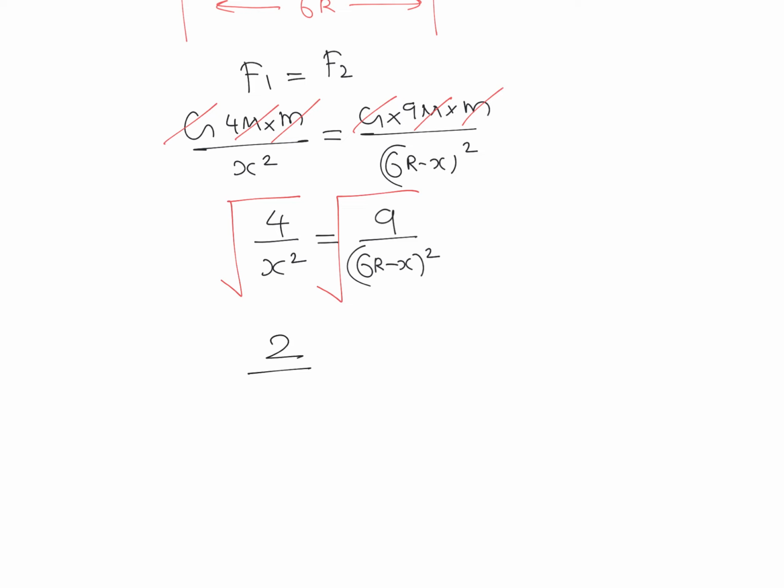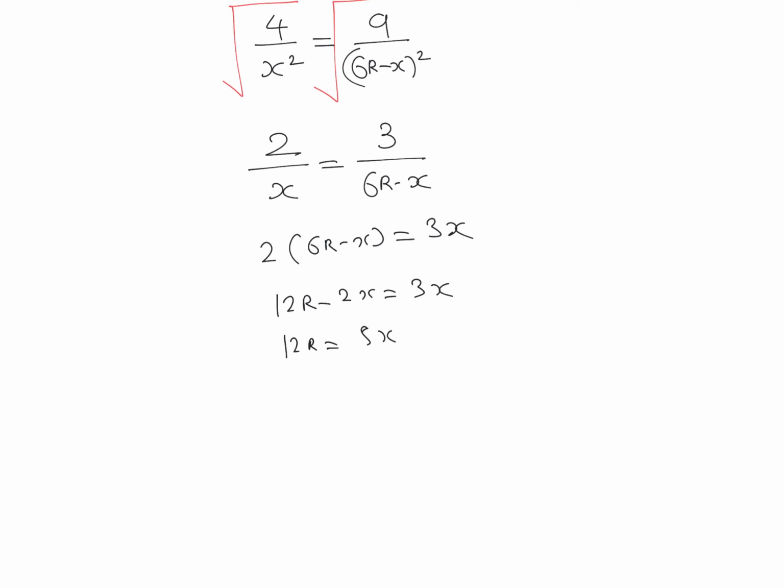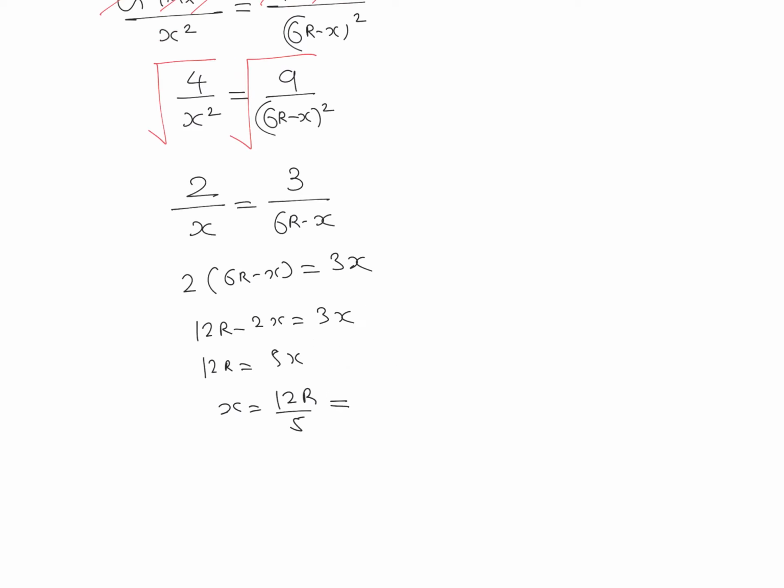So the square root of 4 is 2, of x square is x, of 9 is 3, and of (6r minus x) square is 6r minus x. So we can just cross multiply this. So 2 into (6r minus x) is going to be 3x. We can write this as 12r minus 2x equals 3x, or 12r equals 5x, or you can write the value of x as 12r divided by 5, which is equal to 2.4r.